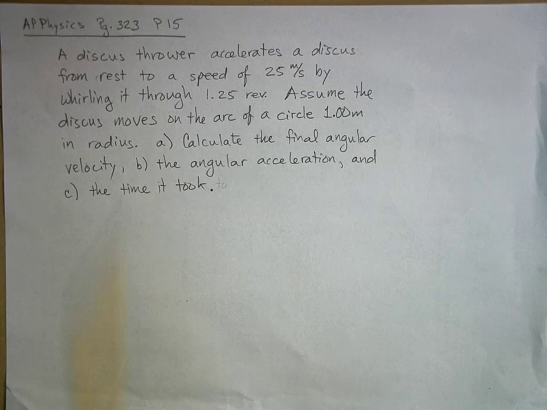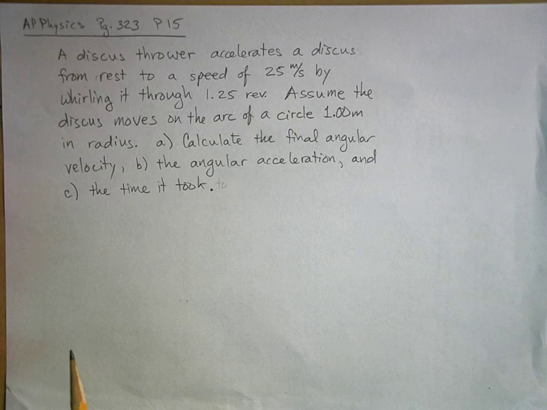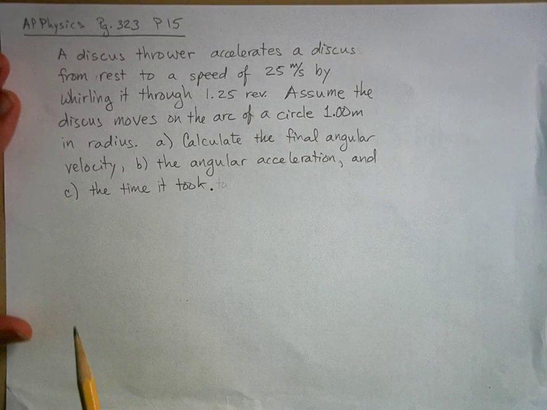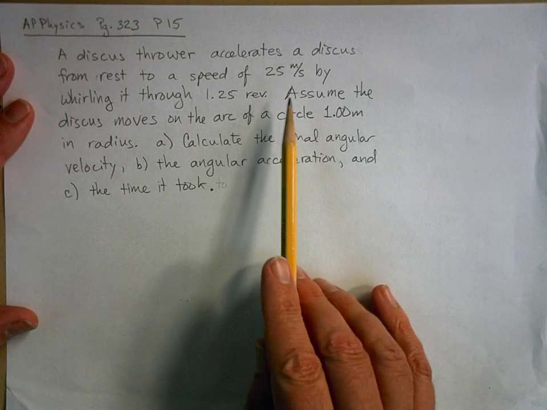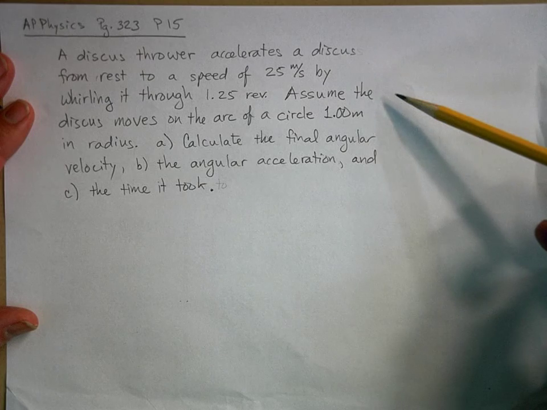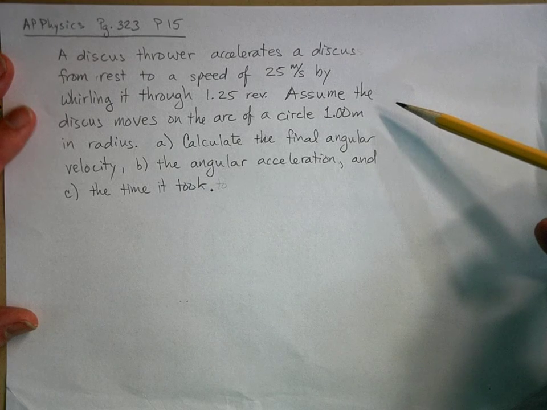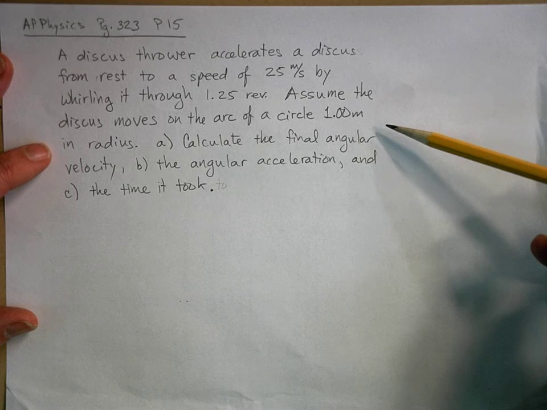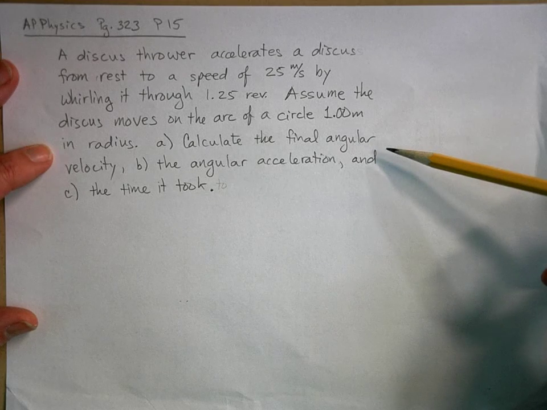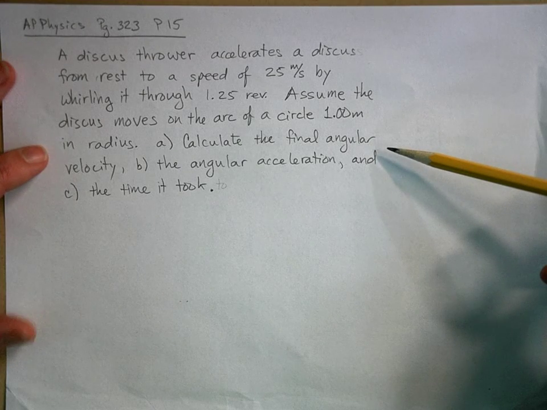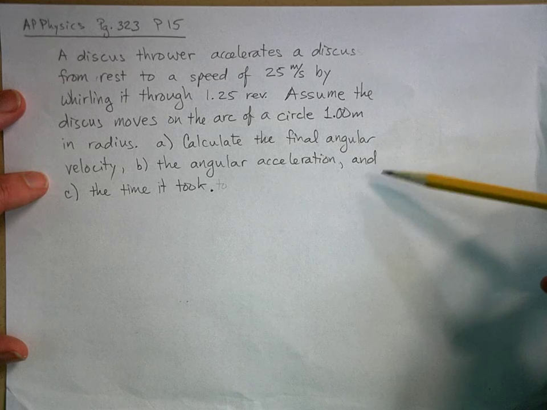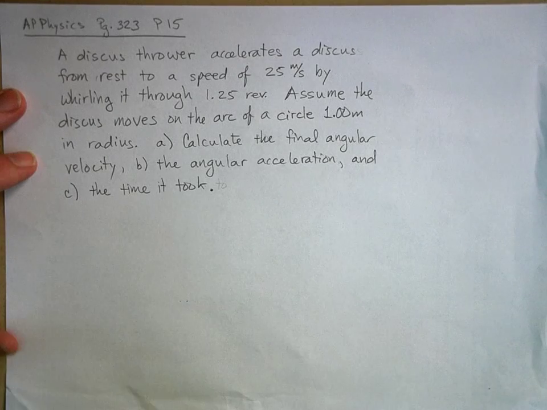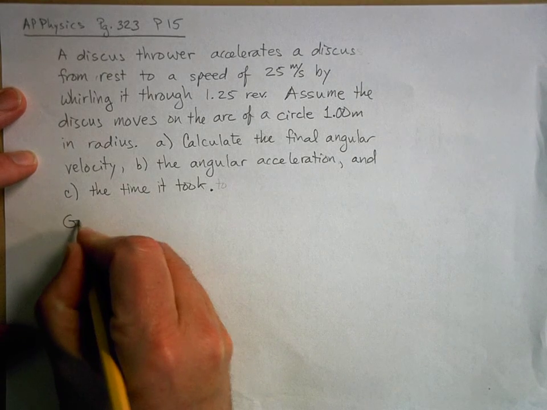So let's do problem 15 on page 323. It says a discus thrower accelerates a discus from rest to a speed of 25 meters per second by whirling it through 1.25 revolutions. Assume the discus moves on the arc of a circle of 1 meter in radius. Calculate the final angular velocity, the angular acceleration, and the time it took. So let's set this up with given.